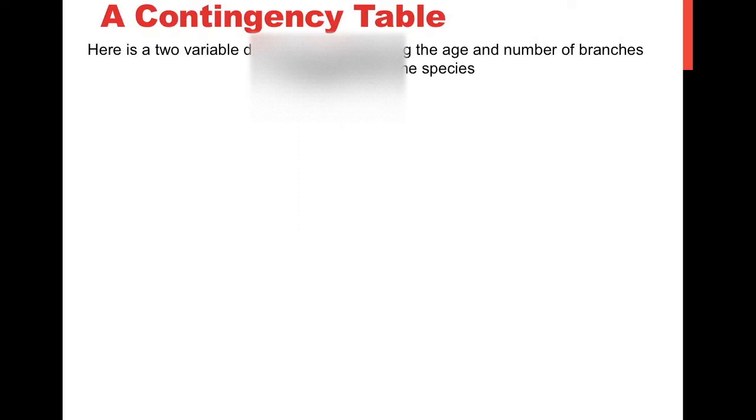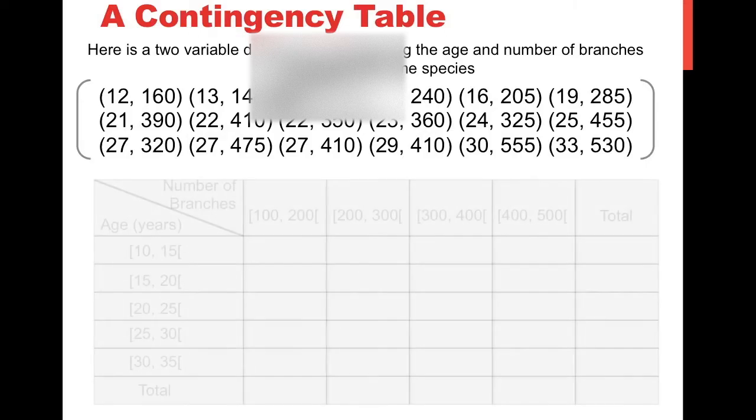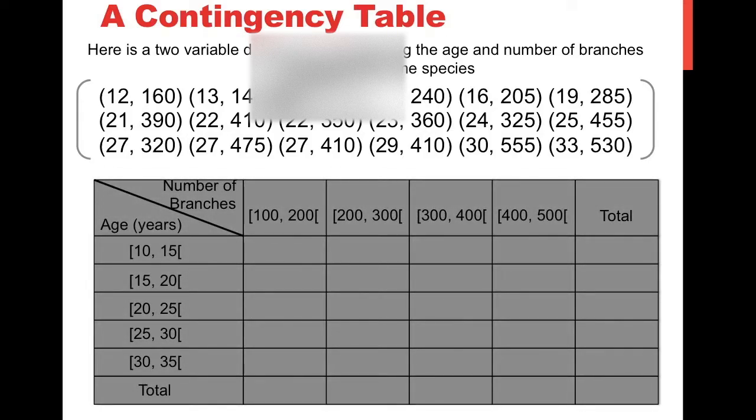Here's a contingency table that we're going to look at that represents the age and number of branches of 18 trees of the same species. So here are 18 trees of the same species. And here is what is our contingency table. Now, it might be overwhelming at first, but don't worry. Here are our points. Our x's represent the age, and our y's represent the number of branches of these 18 trees. So here's what we do.